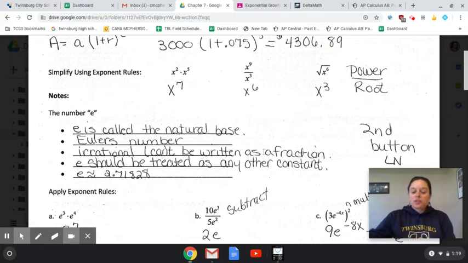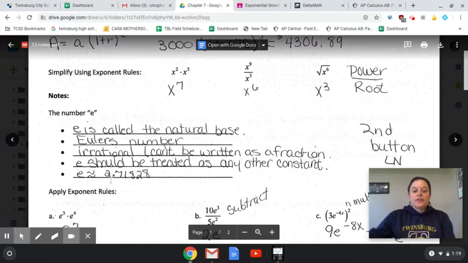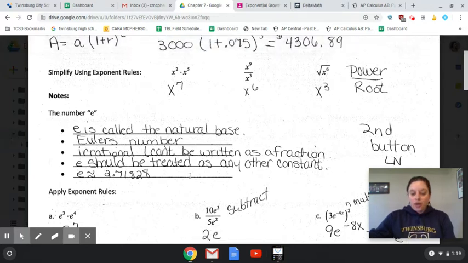It is an irrational number, meaning that it cannot be written as a fraction. It goes on forever and ever. However, it is still a number, so it should be treated like any other constant. The approximation of e is 2.71828, and then it just keeps going and going and going. I'm going to show you in a second how to do it on your calculator, but I want to start with some things that kind of review what you've already done.